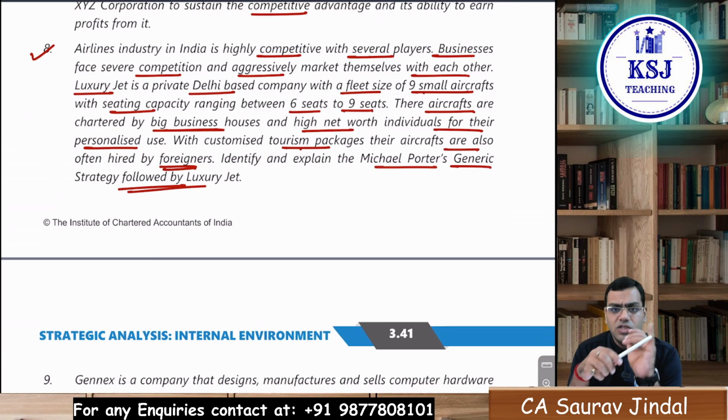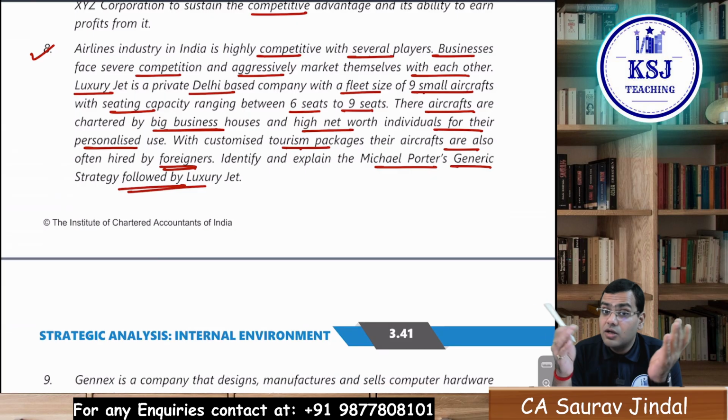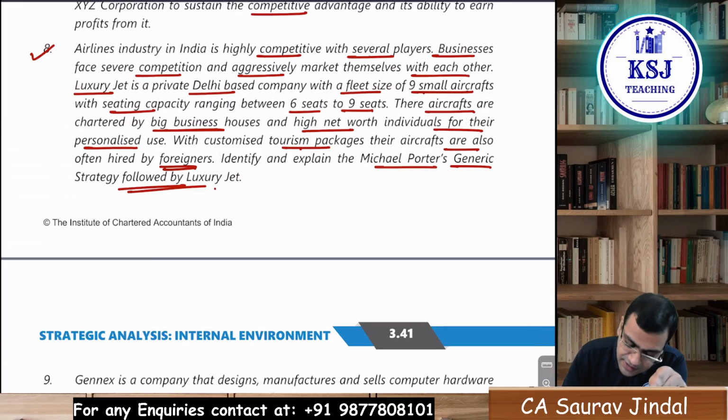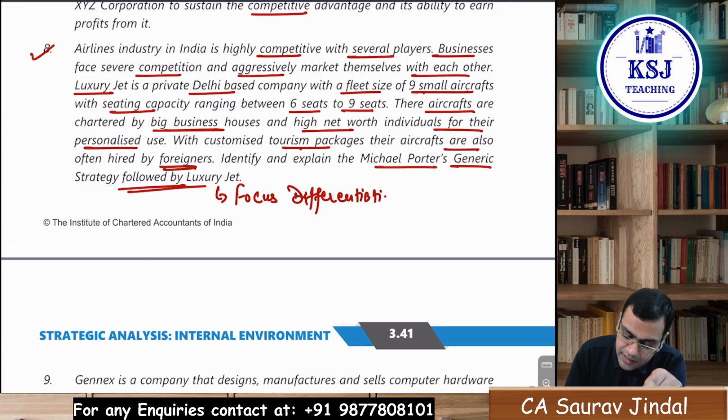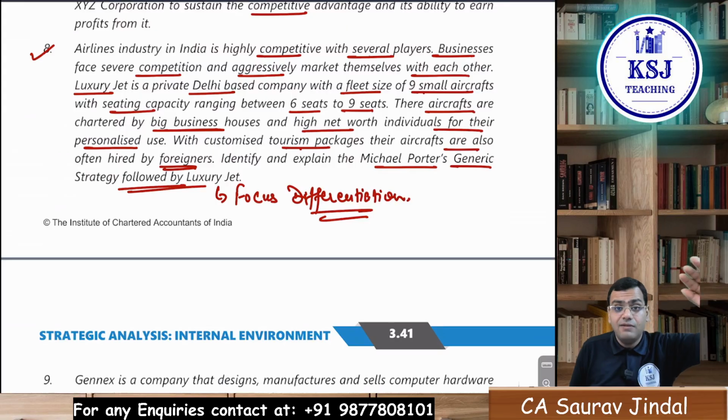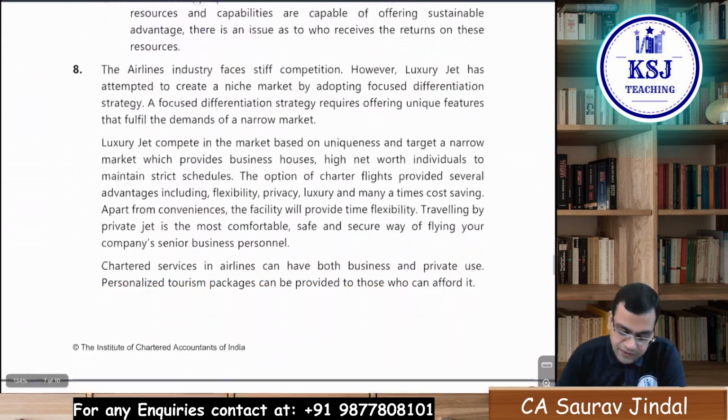Are they following the cost leadership? Are they providing the luxury jets at a very low cost? Definitely no, sir. So what are the 2 strategies which are left? That is differentiation and focused differentiation. In this case, it is going to be the focused differentiation strategy, because what are they focused on? They are providing the luxury jets. They are focused only on the high net worth individuals. Only they can go, or the foreigners who are bringing so much money. So the strategy being followed is the focused differentiation, right? Then you have to explain the focused differentiation here.